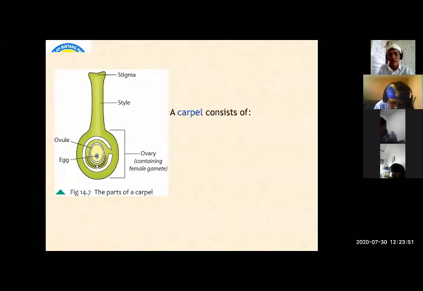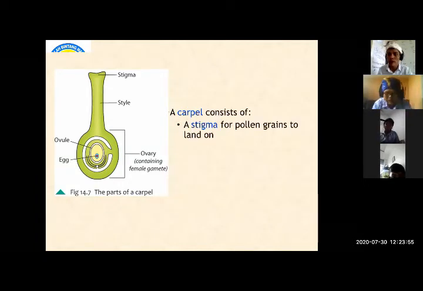Three, okay. A carpel consists of, yeah? Carpel terdiri dari, number one, a stigma for pollen grains to land on. Okay, so I have a question. Where can we find pollen grains? Pollen grains, I don't know. In the middle of the plant, I think?